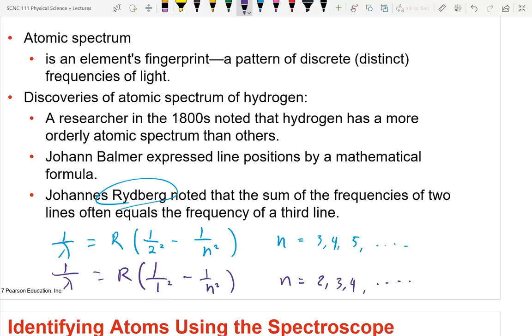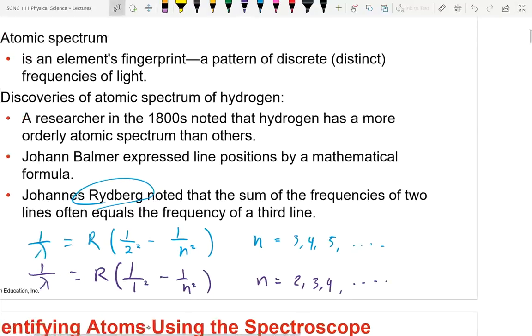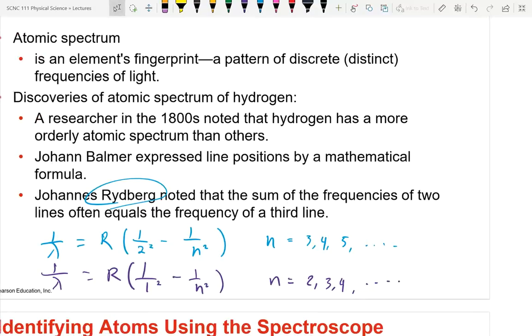And then as they started to be able to detect infrared radiation, they saw that there's more lines in the infrared. And we have other people, let's see, there's Lyman, Balmer, something, Brackett, and Pfund. And I can't remember what the other one is, but different people came up with different equations.